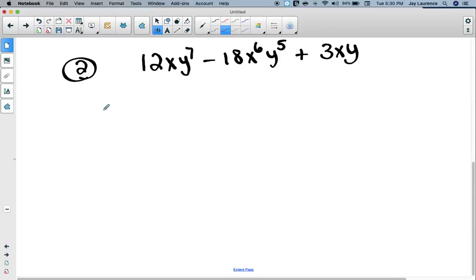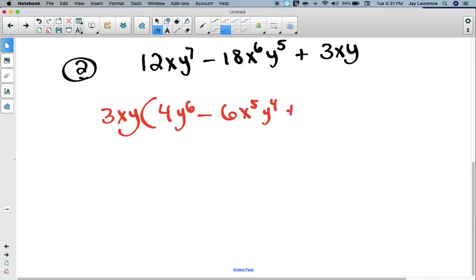If you haven't done it yet, I'm going to get a 3xy as my GCF. When I factor it out, I'm going to get a 4y to the 6th minus a 6x to the 5th y to the 4th. Am I done? No, there's a +1 here. Remember that when you divide, it doesn't divide to 0.